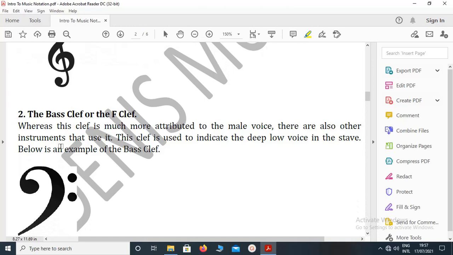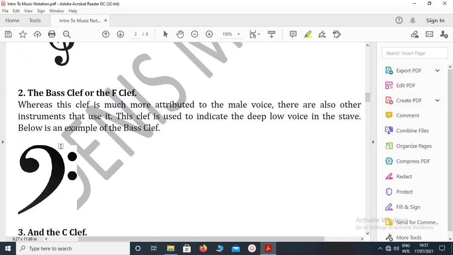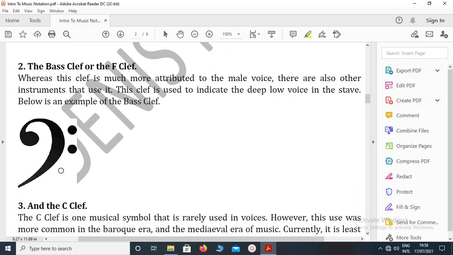The other one is called the bass clef or the F clef. Whereas this clef is much more attributed to the male voice, there are also other instruments that use it. This clef is used to indicate the deep, low voice in the stave. So this is how it looks. We call it an F clef because, according to the stave, the line that passes in between these two dots is called the line of F in music. That line is why it is called the F clef.